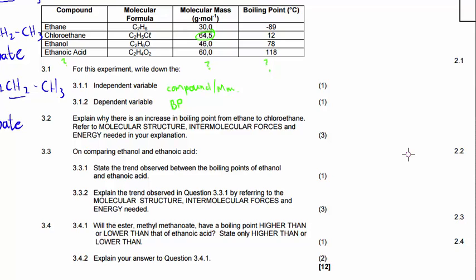So we need to draw. Ethanol would have 2 carbons connected to a hydroxyl, and then the rest is hydrogens. Ethanoic acid will have 2 carbons connected to that with a double bonded oxygen. So we have, in both cases, hydrogen bonds, and we also have in the carboxylic acid another force.